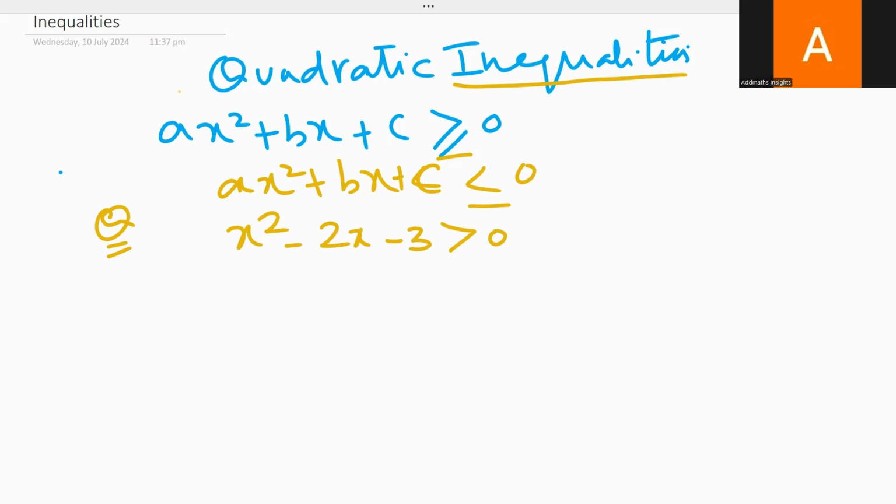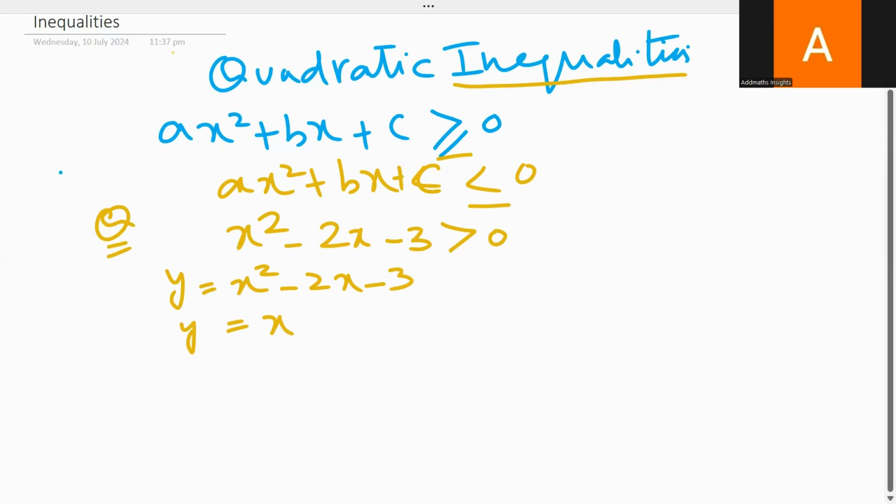First you need to sketch the graph of this. We suppose that this whole expression is equal to y, so you can write y = x² - 2x - 3. And you know how to draw its graph. First you factorize this expression: x² - 3x + x - 3. So you can write it as (x - 3)(x + 1) = y.